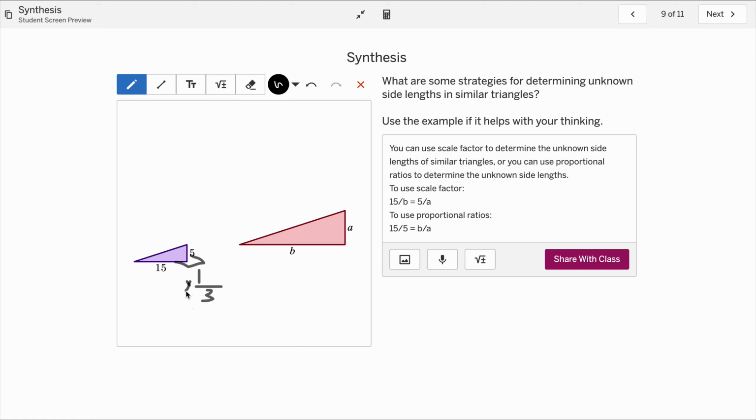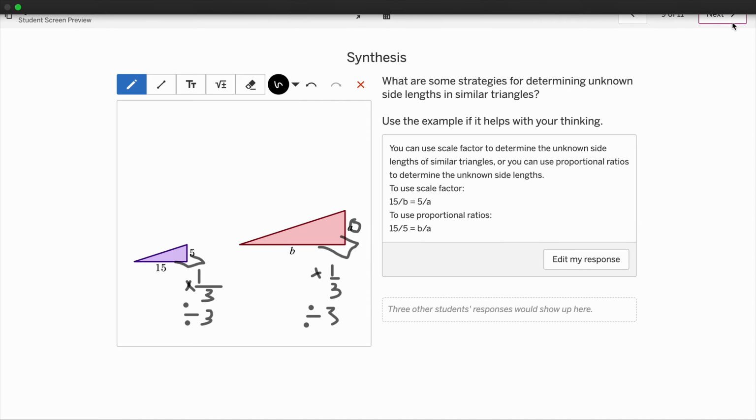or divide by 3, would be the same as this. I would either multiply B by 1/3 or I would divide B by 3. Either way, I would get the measurement of A, and it would be the same relationship between these, and that's what I would say there.